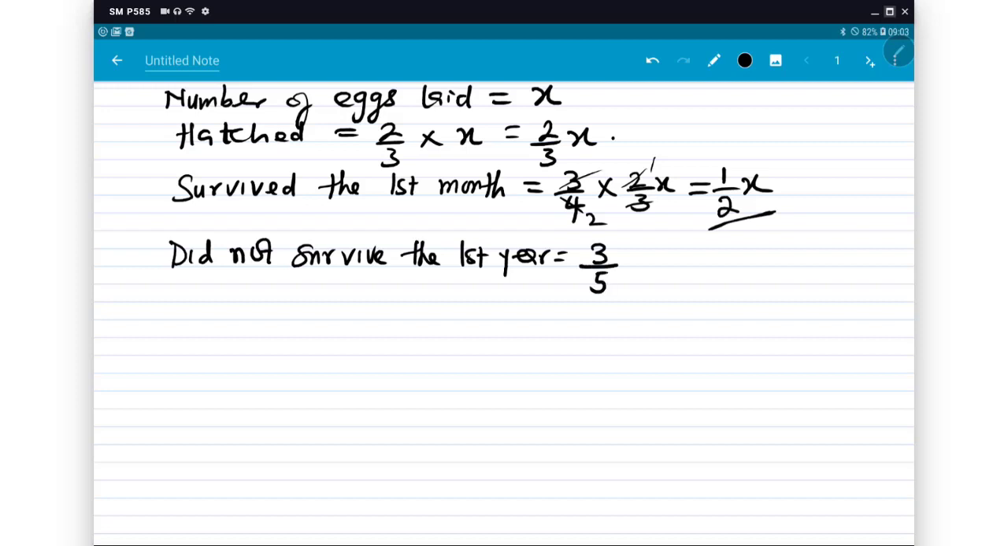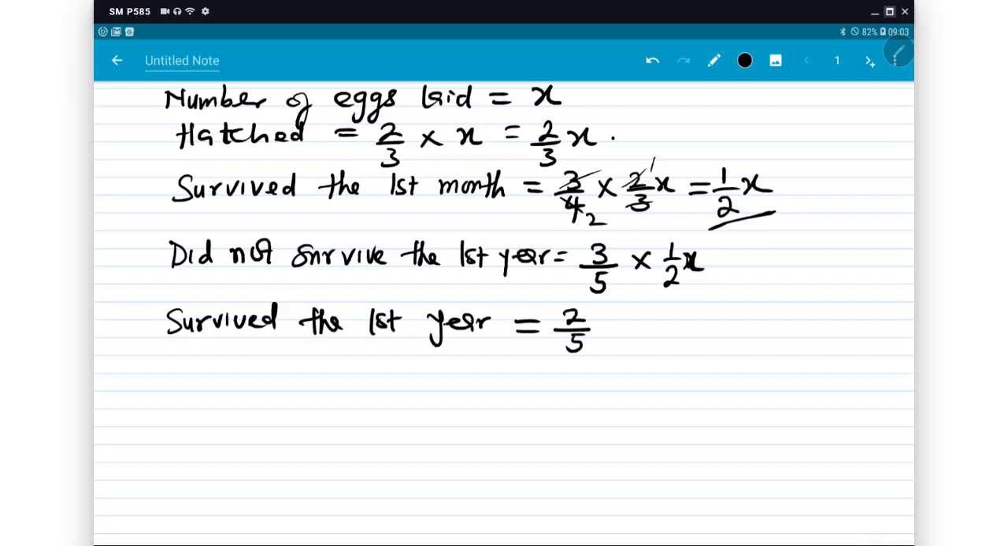That's 3 over 5 of half of x. Okay, 3 over 5 of half of x. And one thing I will try to do here is find those that survived the first year. Okay, so if 3 over 5 did not survive the first year, that means 2 over 5 survived the first year, because the total will be 1.